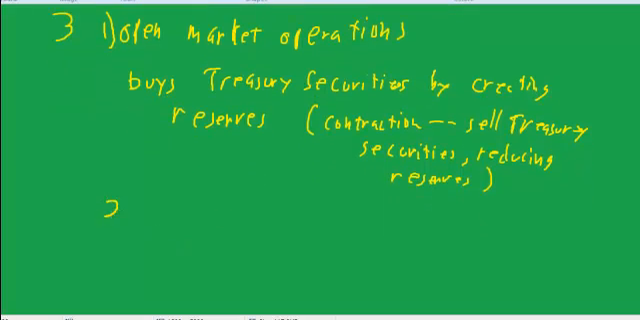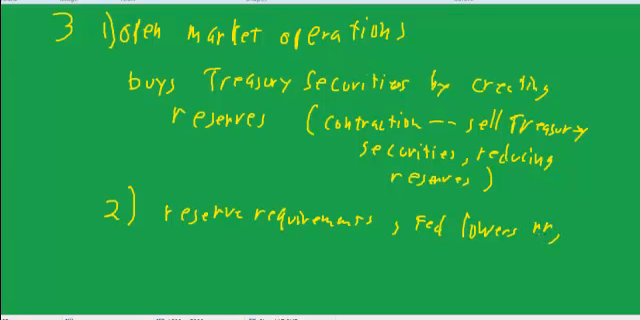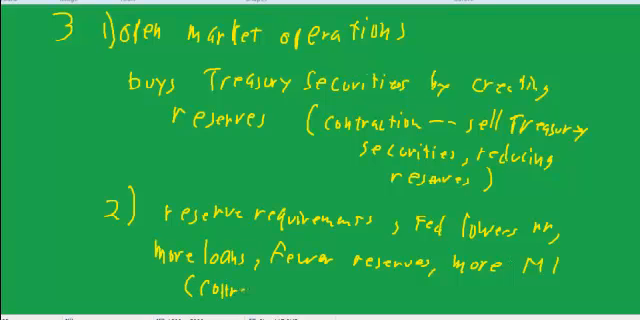The second tool is reserve requirements. So if the Fed lowers reserve requirements, what happens? Banks hold fewer reserves and make more loans. So we see more loans, fewer reserves, therefore more money supply expansion, M1. So that's expansion. For contraction, it would raise reserve requirements. Okay, so that's policy number two.